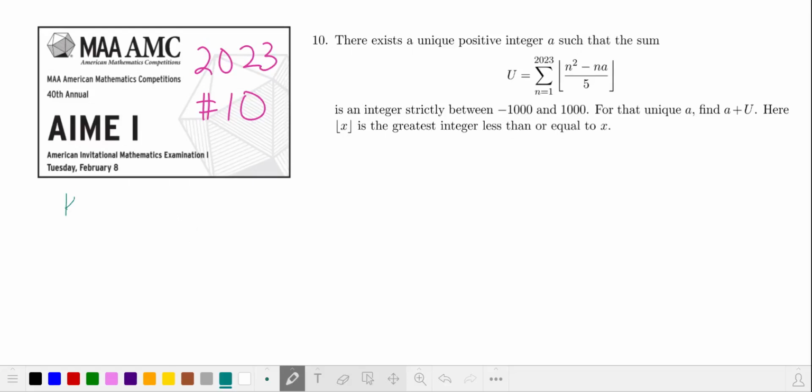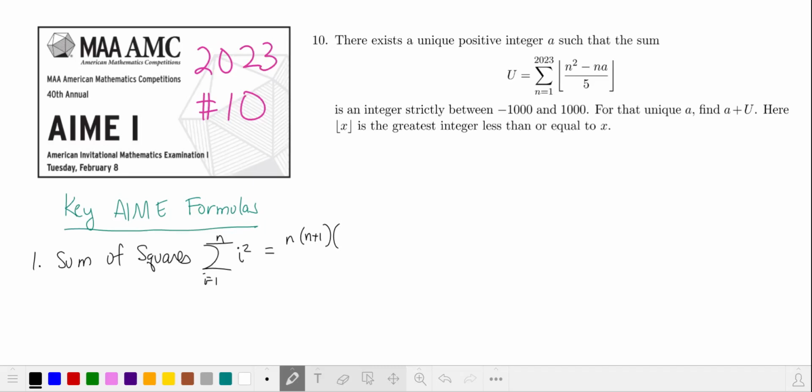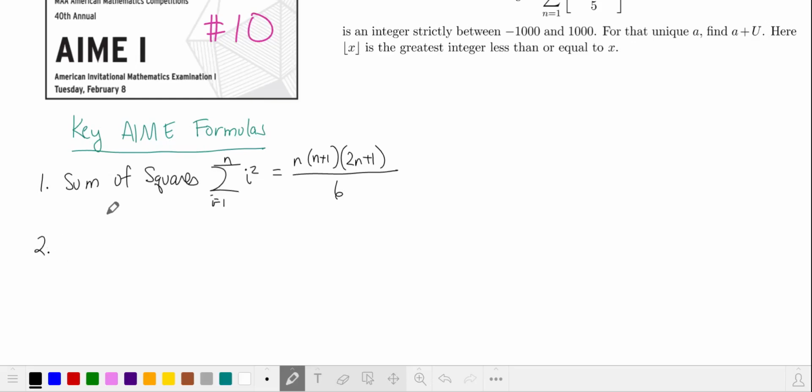There are a couple of key AIME formulas that you should know for this problem. The first one is the formula for the sum of consecutive squares. This is n times n plus 1 times 2n plus 1 all over 6. The second formula you should know is that every number x can be written as the sum of its floor and its fractional part.